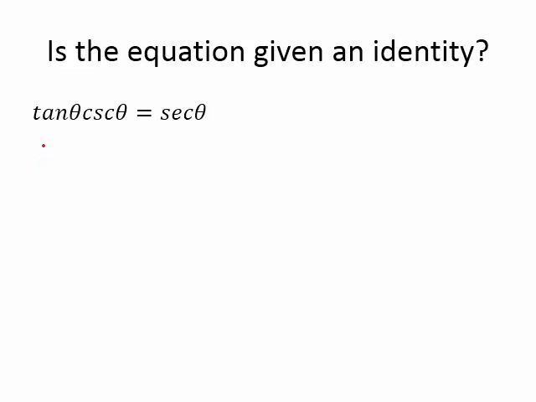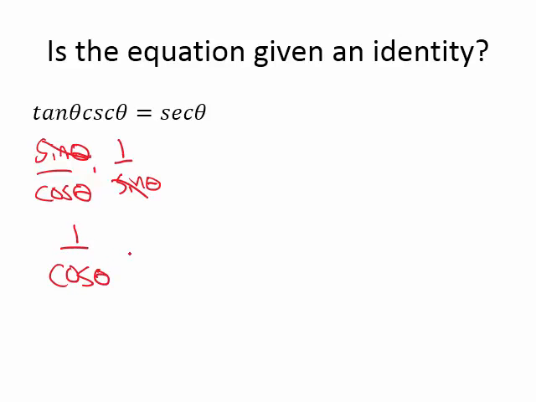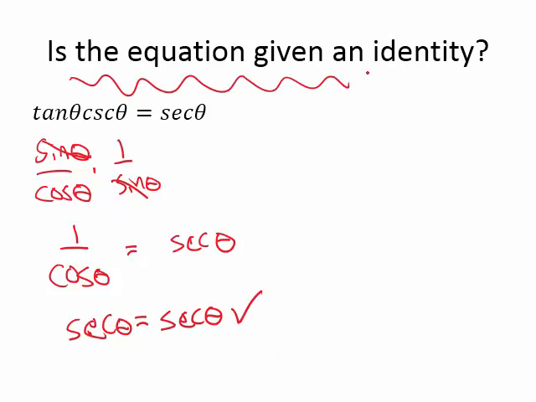Now again, tangent will usually be split up into sine over cosine, and cosecant will usually be split up into 1 over sine. So the sines are going to cancel, leaving us with 1 over cosine theta is equal to secant theta. And our reciprocal identity tells us that 1 over cosine theta indeed is secant theta. So we end up with secant theta equals secant theta. And we've proved that the equation is an identity.